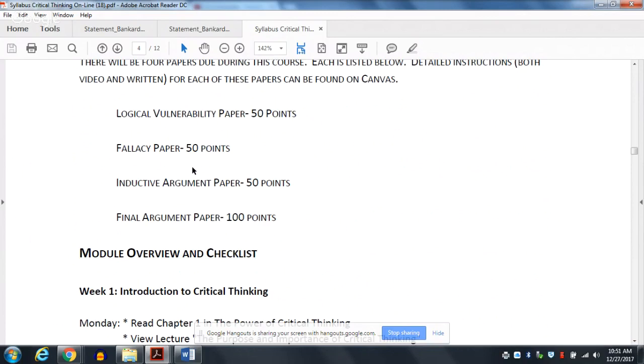There'll be an inductive argument paper. So here you will use one of the inductive strategies in the class, which we're going to go over, and then you will apply that strategy to a topic. You know, one of the inductive strategies is a causal argument. A causes B. You might say, in this paper, I will argue that poverty helps cause crime. As poverty rates increase, crime often increases. I'm going to create a causal argument, an inductive argument here. Again, the instructions are on Canvas, but this is where I want to see, can you construct an argument supporting a thesis?